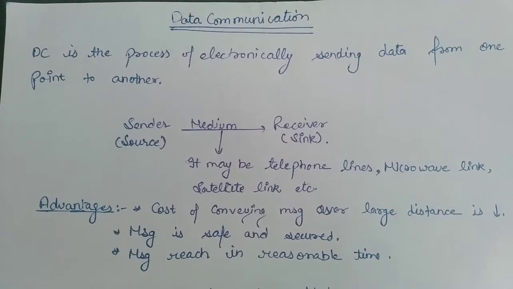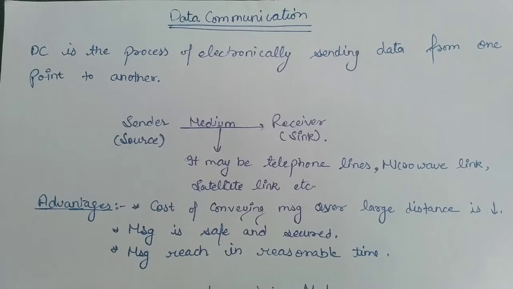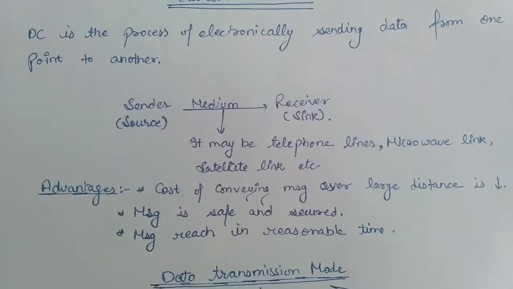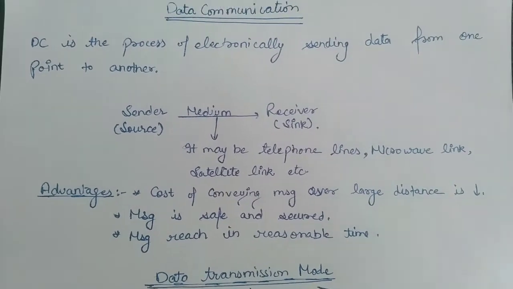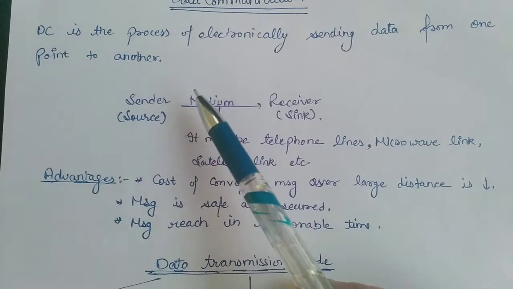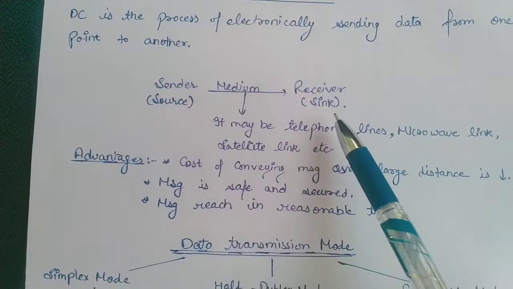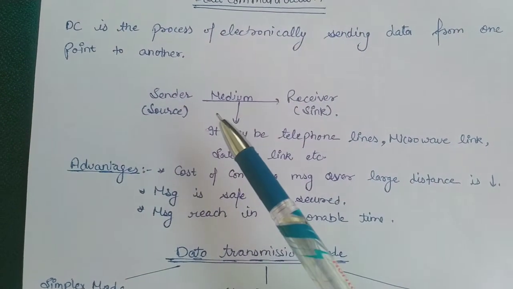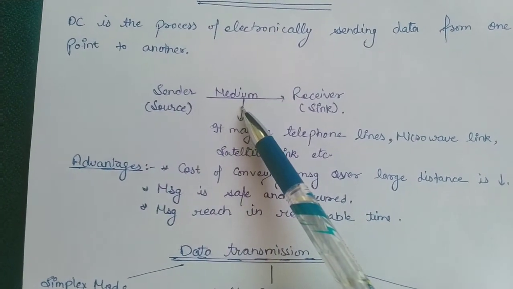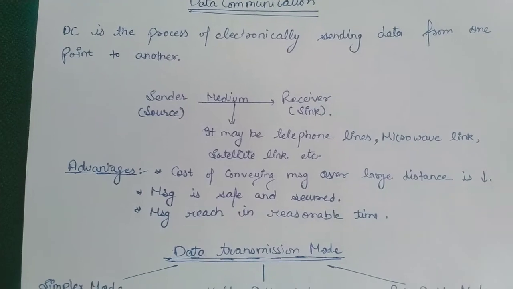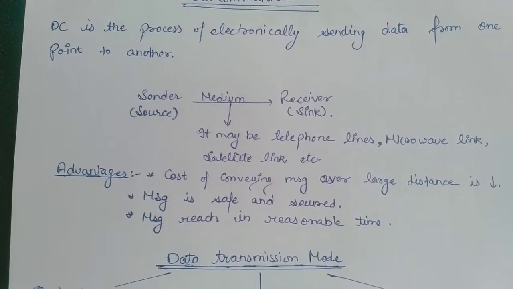So data communication is the process of electronically sending data from one point to another. To send the data, two things are required, that is the sender and the receiver. The sender is also known as the source and the receiver is called the sink. To send the data from sender to receiver, we need a medium. So what is a medium? A medium can be anything like a telephone line, microwave link, or a satellite link through which we send the data.